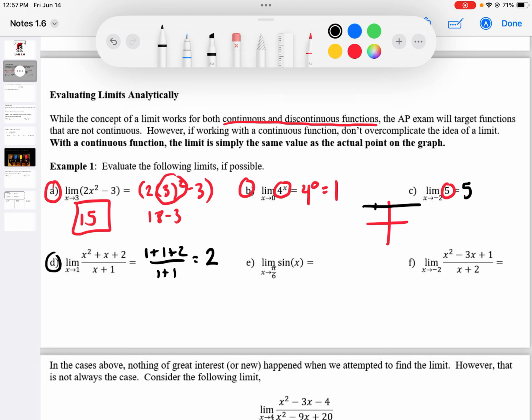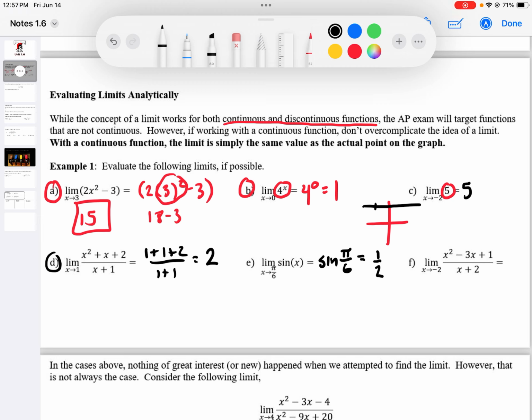All right, part E. What's the limit of the sine graph as x approaches pi over 6? So I have to know my unit circle. Hopefully you're getting that memorized. The sine of pi over 6 is just 1 over 2. So that would be the limit.